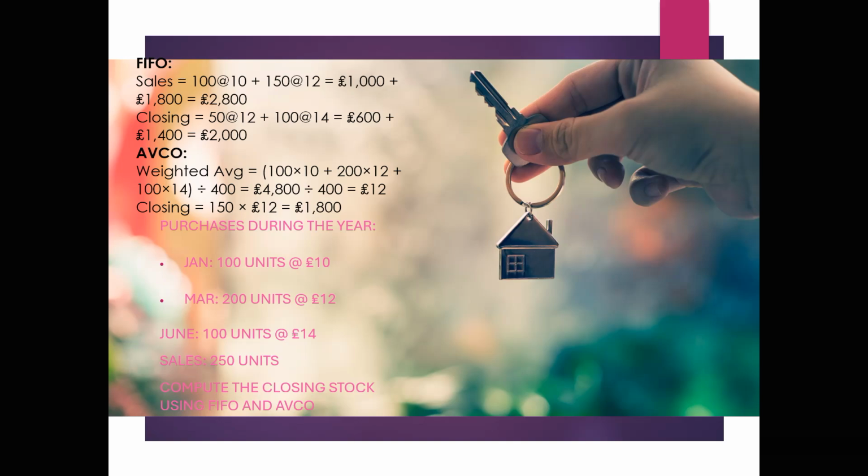Okay, all right. So then AVCO, like I said, is based on the weighted average. 100 times 10 plus 200 times 12, then plus 100 times 14, divided by total units, which is 400, to get the average. The total is 4,800. Then 4,800 divided by 400 will give you £12.